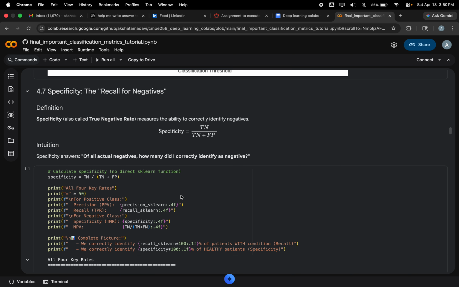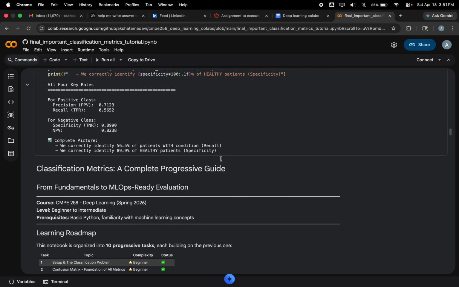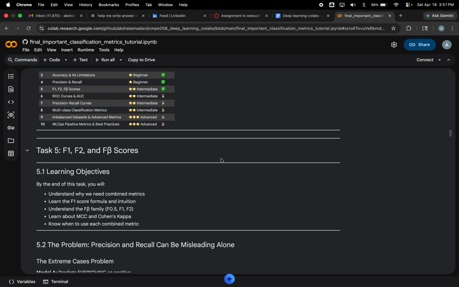Now we have specificity, which is recall for negative. So the earlier one which we did was recall for positive. This is recall for negative. So specificity measures the ability to correctly identify negatives. The formula just flips: true negative divided by true negative plus false positive, which means which were negative but were predicted positives. So of all actual negatives, how many did I correctly identify as negative? So that's precision and recall.